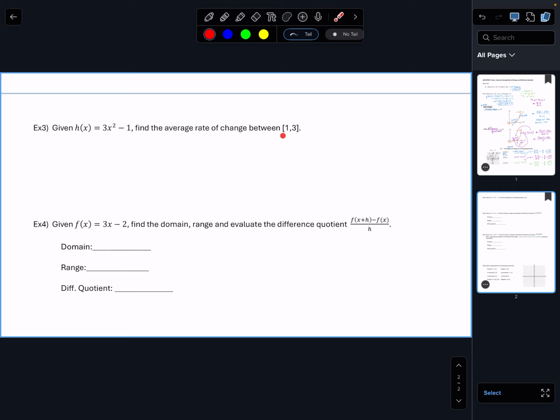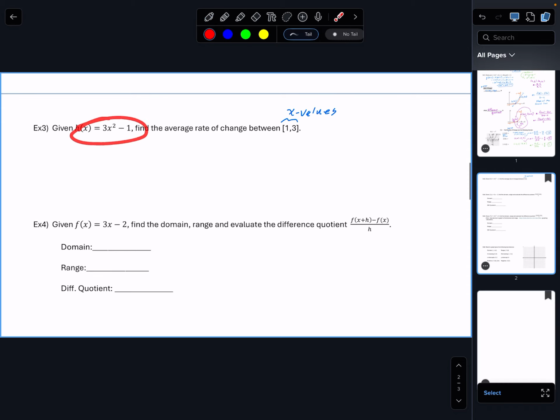And it says between 1 and 3. So these, again, these are x values. So it's on the interval as x changes from 1 to 3, what is the average rate of change? They just give you the same thing, they give you the information differently. They don't give you the graph. They haven't pre-figured out the y coordinates, but they give you the equation.